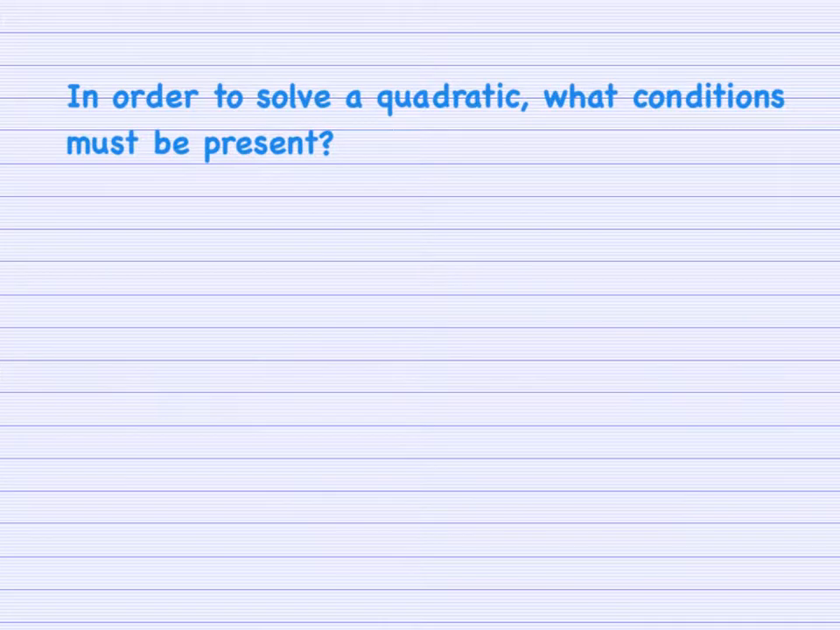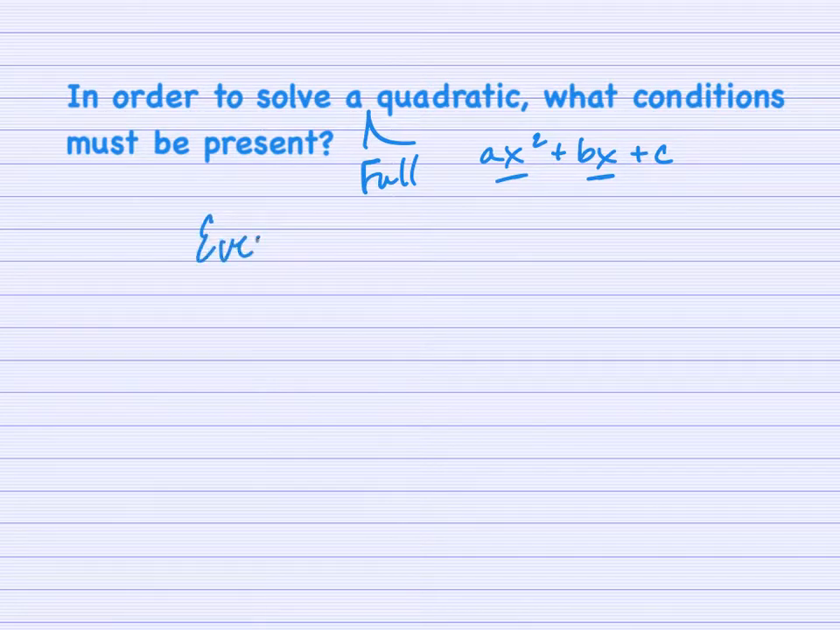A couple things to keep in mind as we move forward with quadratics. To solve full quadratics, and I want to note that a full quadratic is like ax squared plus bx plus c, we can't isolate x because of the x squared and the x, and that's why we need the quadratic formula or the zero product property. And in order to use either of those, everything must equal 0.